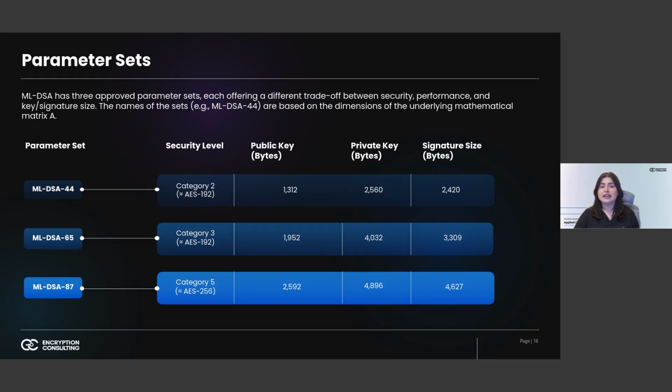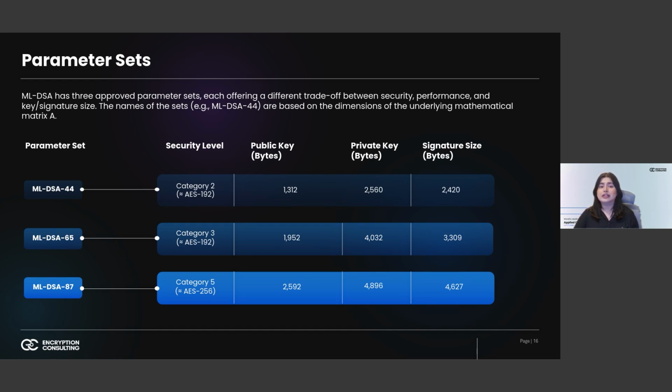When you choose a parameter set, you are directly affecting the storage and bandwidth cost of your signatures. As you move up the tiers, everything gets bigger. For example, the public key size nearly doubles as you move from the 44 set to the 87 set. Most importantly, the signature size itself increases significantly. Choosing the highest security ML-DSA 87 means you have a signature that is almost twice the size of the ML-DSA 44 signature. This means if you're doing constant high volume signing like a certificate authority, you have to balance that high security number against the increased storage needs and the network overhead for larger signatures.